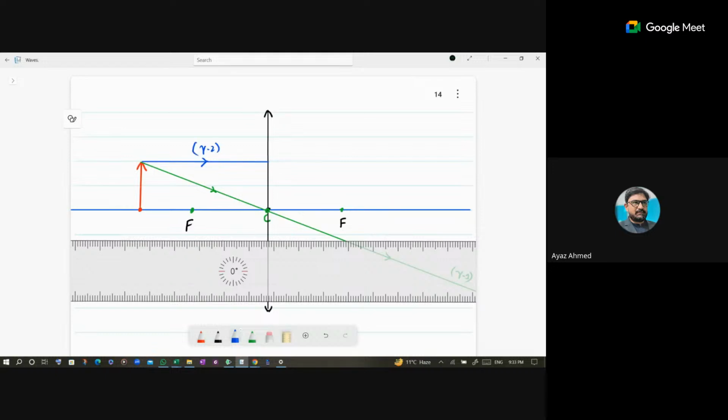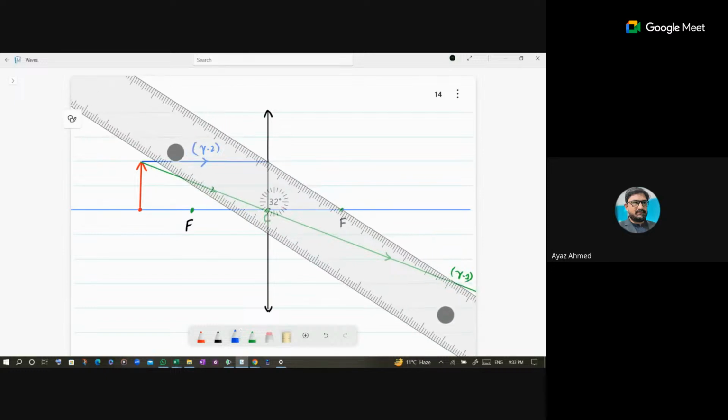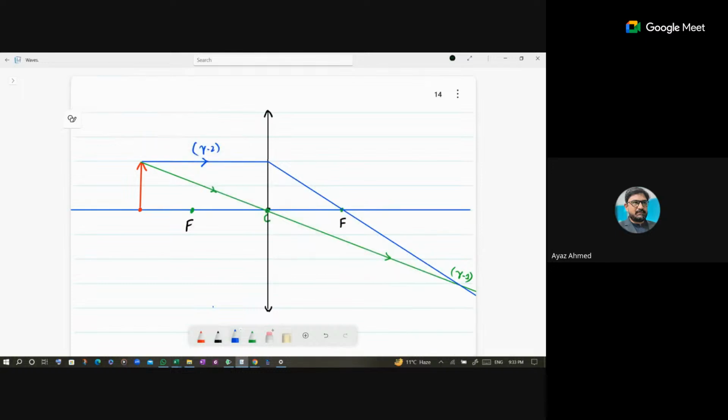So this is your ray number 2. Then what I told you about ray number 3, that after the lens it must pass through F. Are you agreed? Should I draw it now? Yes. This is your ray number 3. This green one was ray 2 and this was your ray 3. So this is compulsory, not an optional point, that this ray must pass through this, right?